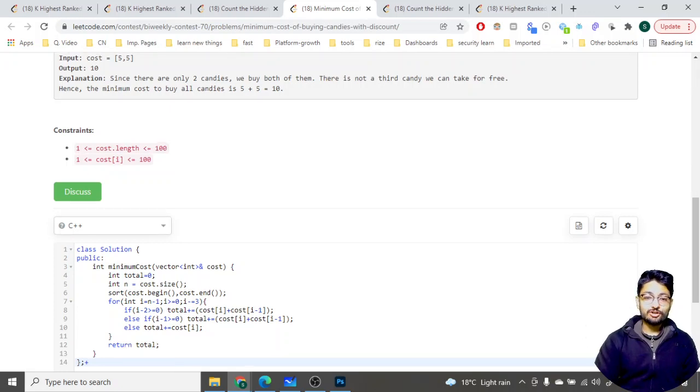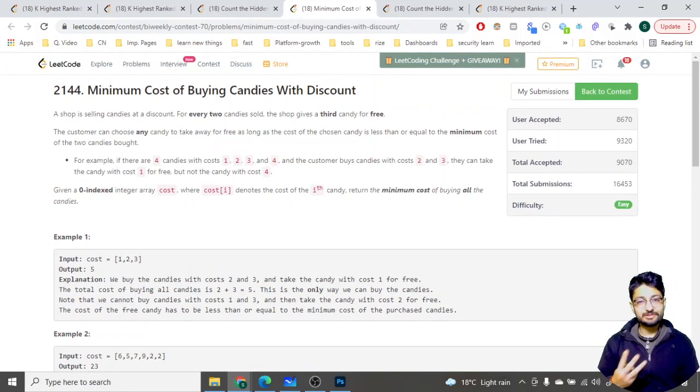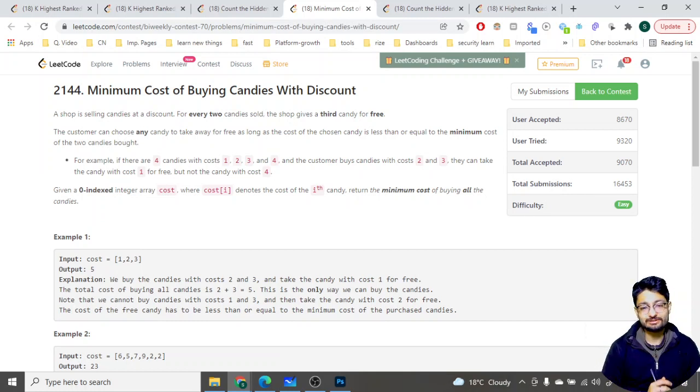Hello everyone. So in this video, let us talk about the first three problems from the latest Leetcode Biweekly Contest 70. So let's start. The first problem is minimum cost of buying candies with discount. So you can read the problem statement. I'll tell you in simple terms.